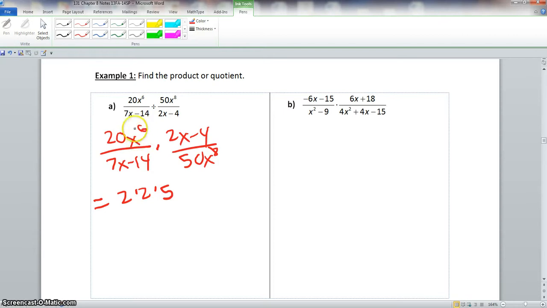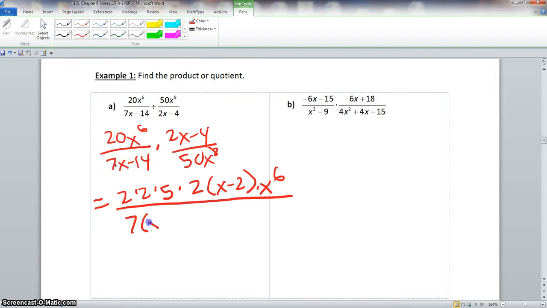And then we have x to the 6th power. Now I want to put that on last. So let's go here with this next value. 2x minus 4. We can factor out a 2, and we'll be left with x minus 2. Okay, now, with the x to the 6th power, we can write that at the end, times x to the 6th. Now we come here. In our denominator, we can factor out a 7, and we'll be left with x minus 2. The prime factorization of 50, we know is 2 times 5 times 5. And then we'll have times x to the 8th.